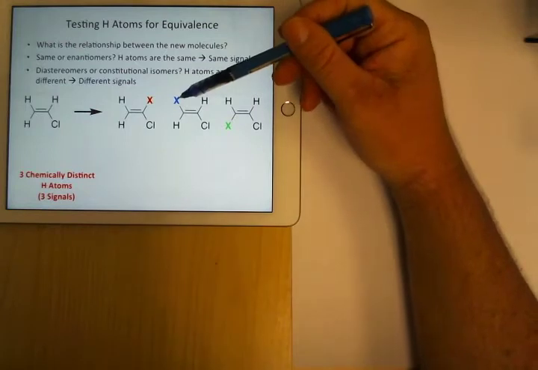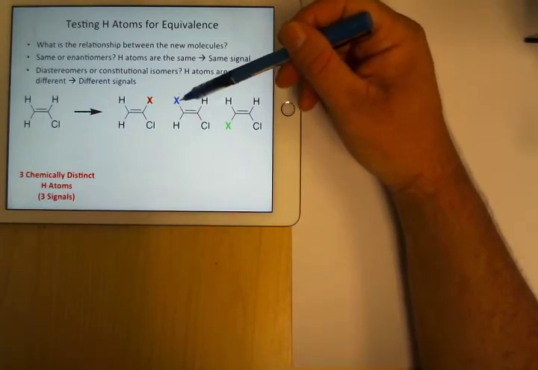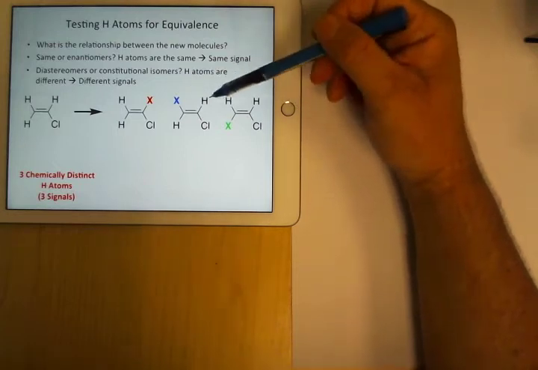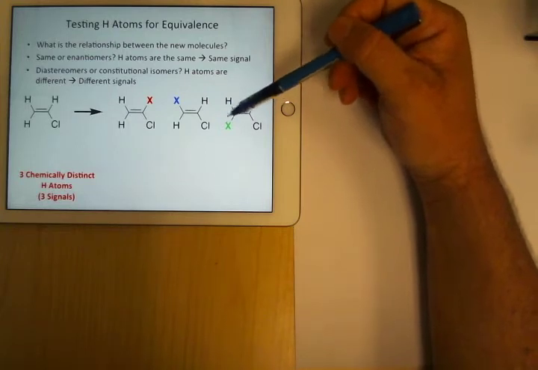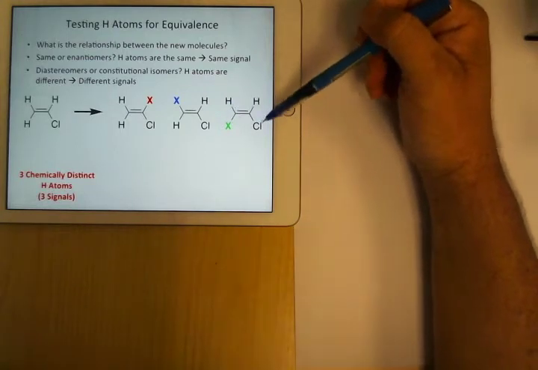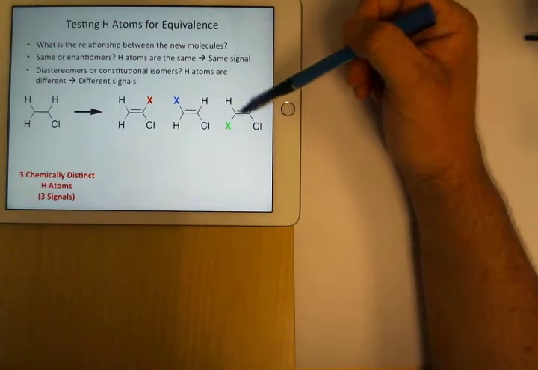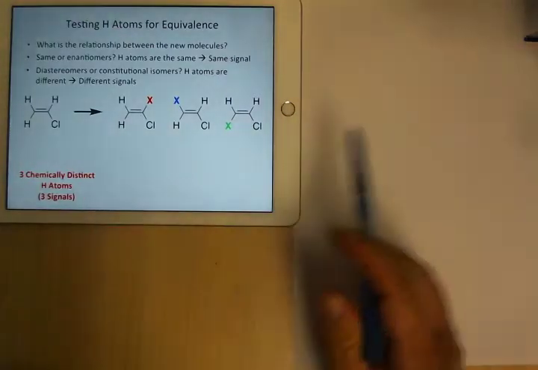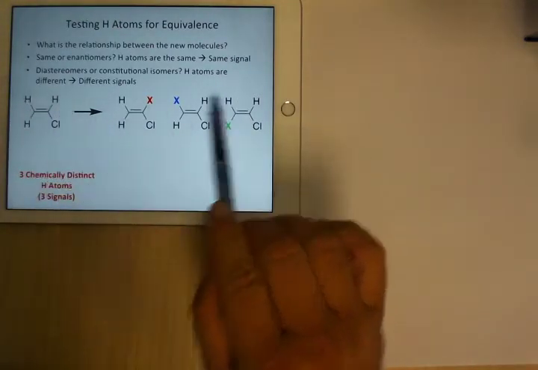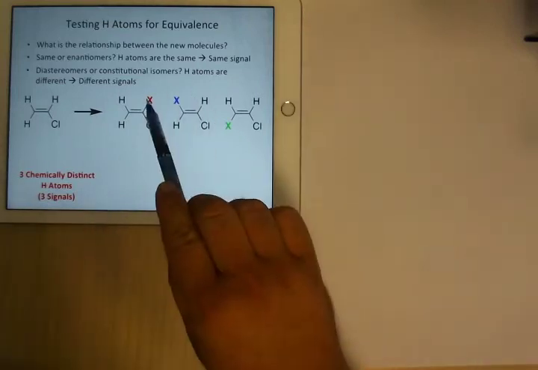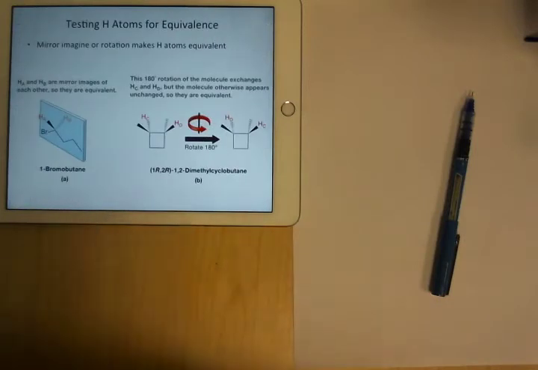You can also think about the fact that because you can't get free rotation here, this blue X really is only going to feel this hydrogen here. This green X is really going to feel this chlorine here, certainly a lot more than this one, which is pointed away from it. So they're feeling this chlorine differently, and they're going to give two different signals. There are three hydrogens here, so you're going to get three distinct signals: one for the red, one for the blue, and one for the green. Okay.